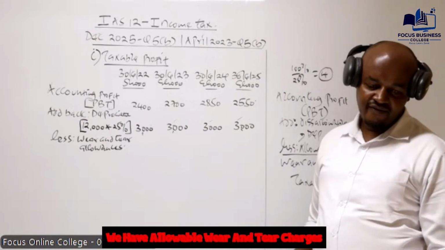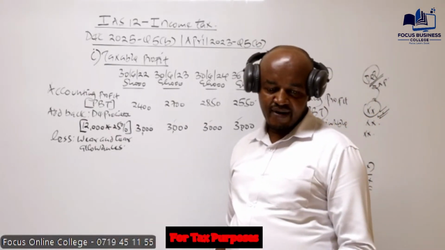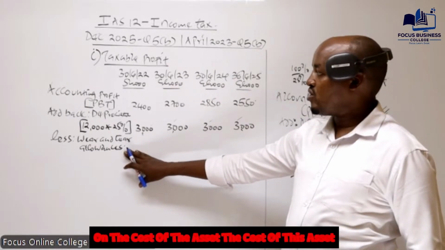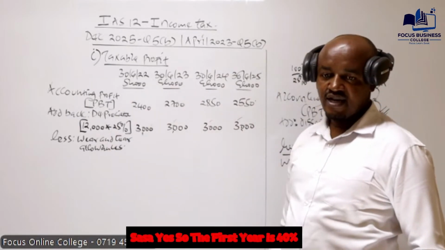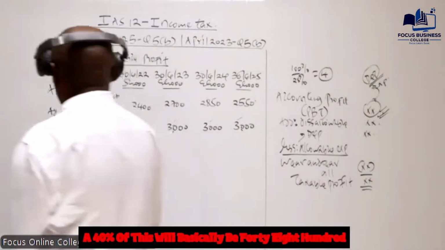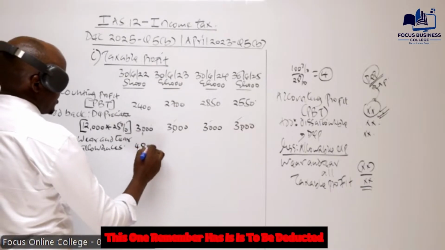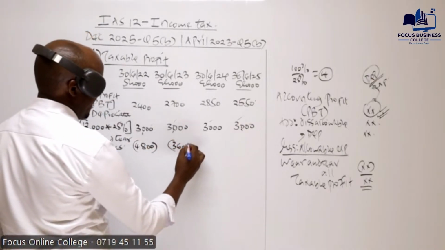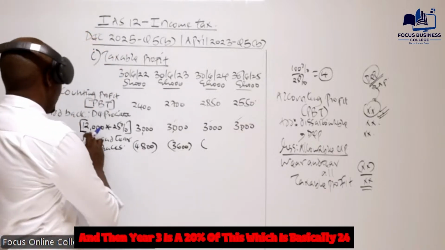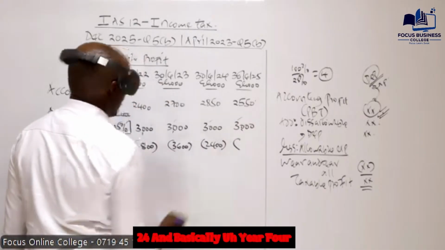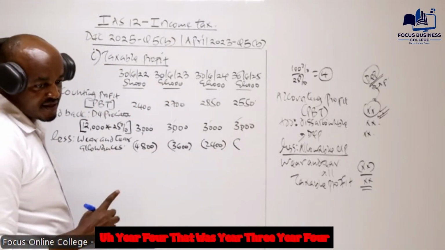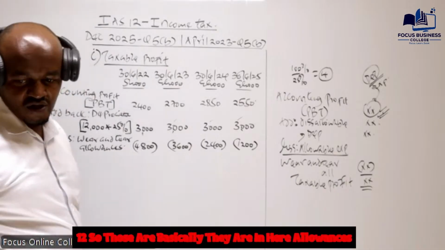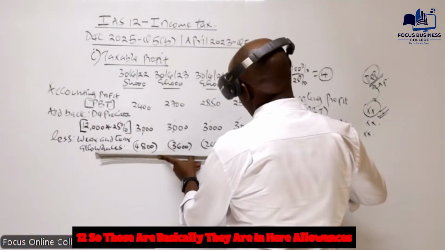Below paragraph 1, basically, we have allowable wear and tear charges for tax purpose. Remember, these wear and tear allowances are provided on the cost of the asset. The first year is 40%. 40% of this will basically be 4,800. This one, remember, is to be deducted. Year 2 is 30% of this, which is 3,600. Year 3 is 20% of this, which is basically 2,400. And year 4 will be 10%, and 10% of this will be 1,200. So those are basically the wear and tear allowances.